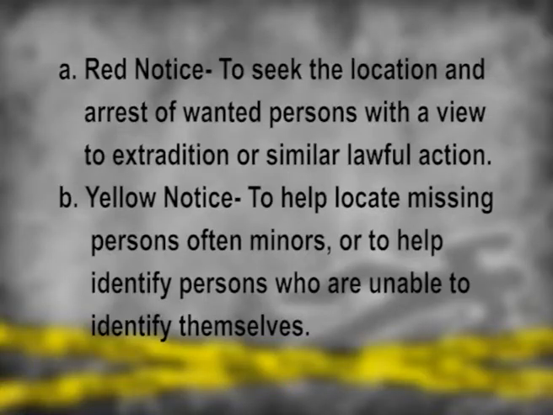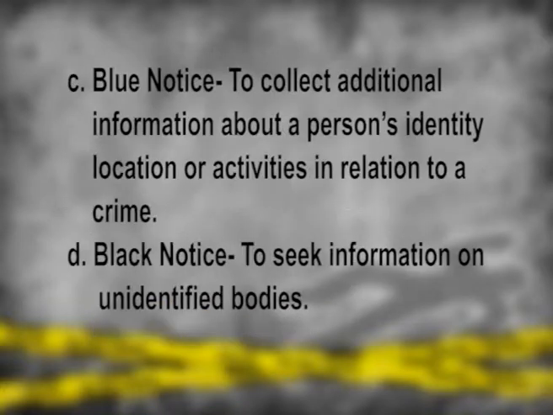These notices are of different types. First, red corner notice or red notice, to seek the location and arrest of wanted persons with a view to extradition or similar lawful action. A yellow notice, to help locate missing persons, often minors, or to help identify a person who is unable to identify themselves. Blue notice, to collect additional information about a person's identity, location or activity in relation to a crime.